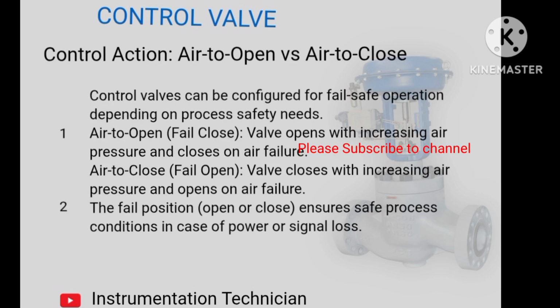Control action: air to open versus air to close. Control valves can be configured for fail-safe operation depending on process safety needs. Air to open, fail close: the valve opens with increasing air pressure and closes on air failure. Air to close, fail open: the valve closes with increasing air pressure and opens on air failure. The fail position, open or close, ensures safe process conditions in case of power or signal loss.